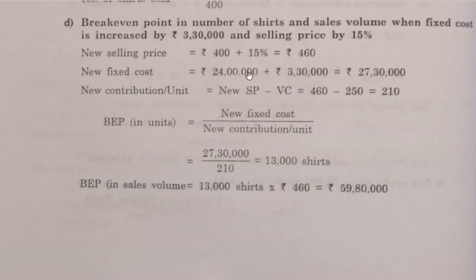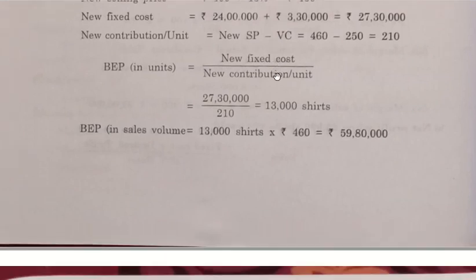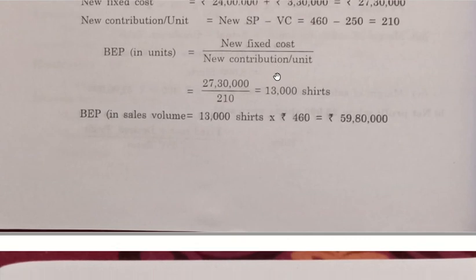24 lakhs is your whole fixed cost, plus your 3 lakh 30,000 is your new fixed cost, which is equal to 27 lakh 30,000. So what is your new contribution per unit? New selling price minus variable cost, which is equal to 460 minus 250, which is equal to 210.